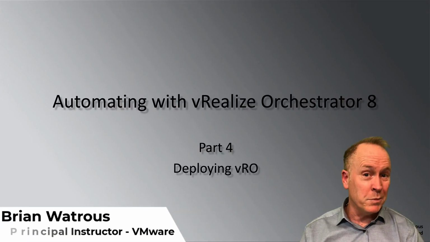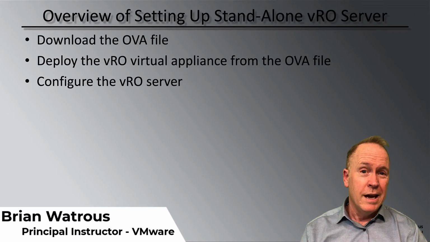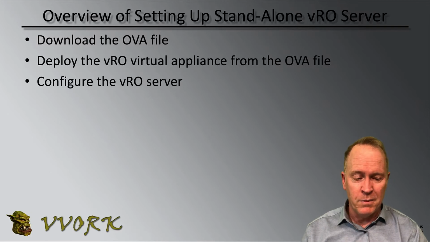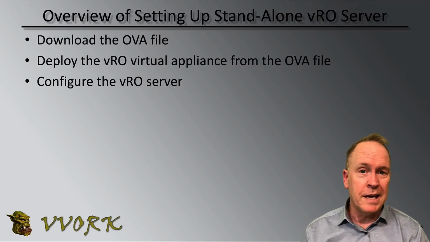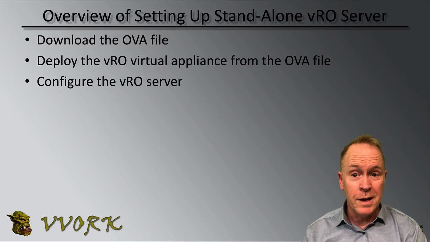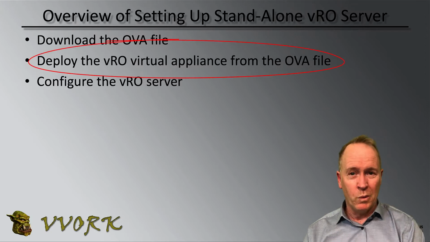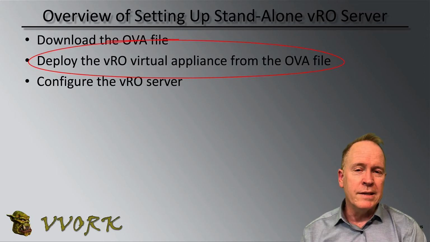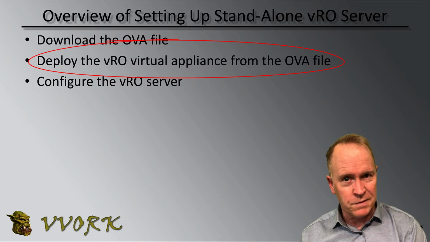As you can see, what we're going to be doing in this video is deploying the vRO server. Now, to remind you, we're in the middle of a series of 3 videos. In the previous video, we began the process of setting up our Orchestrator server, specifically a standalone Orchestrator server. So, step number 1, download the OVA file. We've done that. Excellent. So here we are in step number 2, where what we're going to be doing in this video is deploying the vRO virtual appliance, which contains the vRO server.